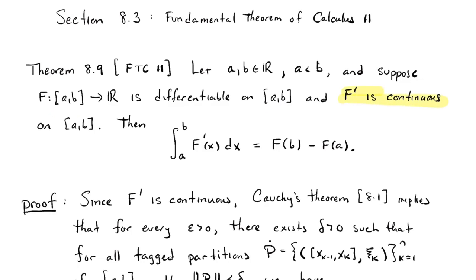So it's a rather strong assumption on the function F, because we know that the derivative of a differentiable function need not be continuous in general. So we are adding that hypothesis here. So we've got a so-called continuously differentiable function, capital F, on this closed interval.